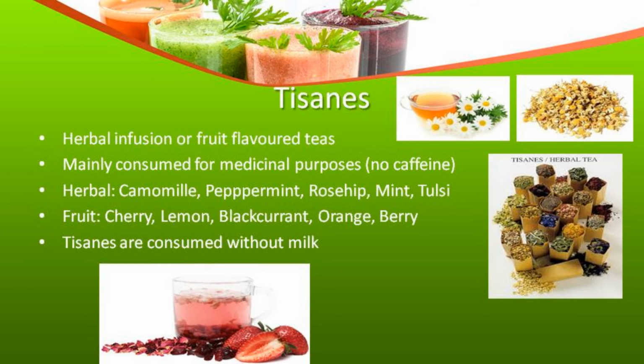Dry ginger root, mint, tulsi, coriander seeds, and pepper are some widely used tisanes. Some examples of tisanes are: in herbal, you have chamomile, mint, peppermint, tulsi, rose hips. In fruit, you have cherry, orange, lemon, gooseberry, blackcurrant. Please note that tisanes are consumed without milk.